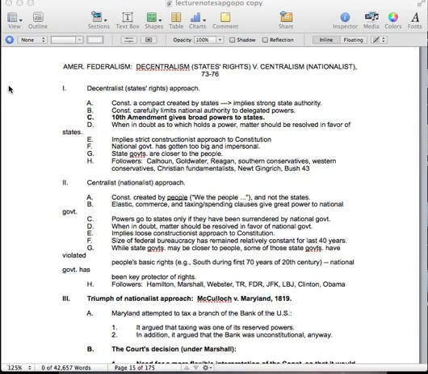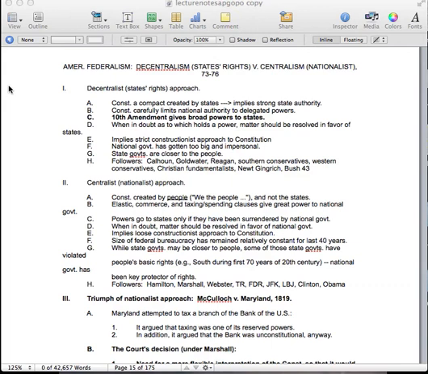Very, very, very important is B. Circle B. C: powers go to the states only if they have been surrendered by the national government. That is, if the national government doesn't really care about those, then those powers can go to the states. Kind of a different interpretation of the 10th Amendment, but yet still there. When in doubt, however, notice the differences here. Matters should be resolved in favor of the national government, not the state government, in their opinion, because again, the national government is stronger than state government.